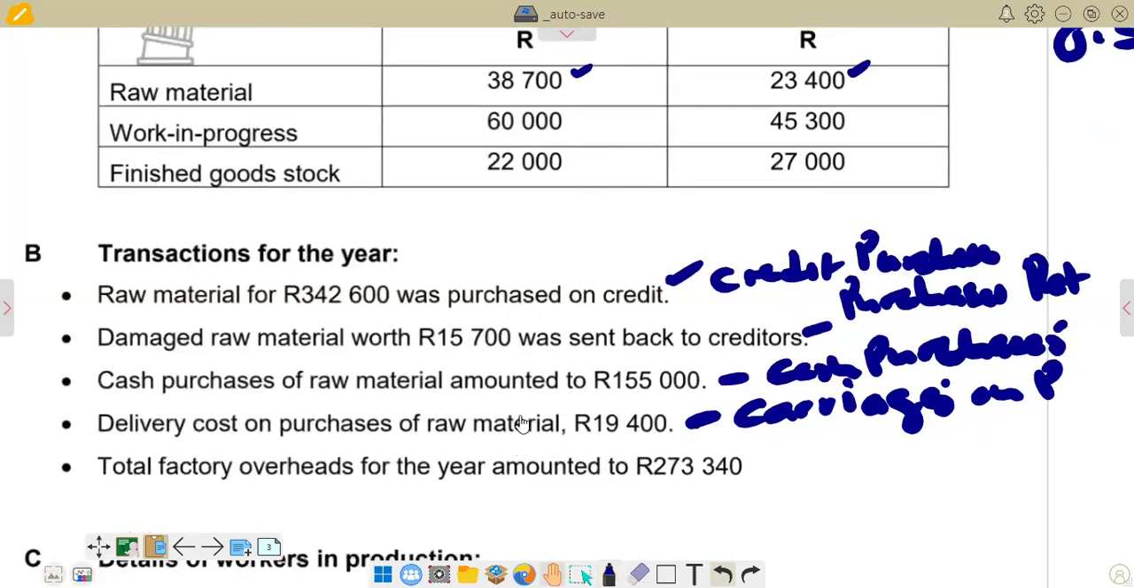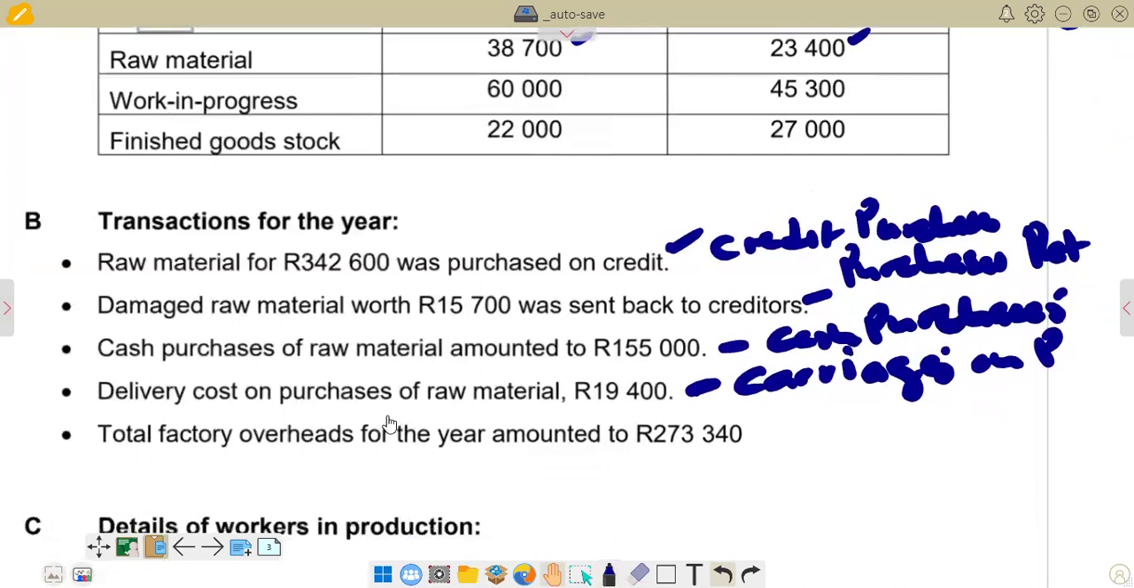And then I will try to classify the other one that we have there. Let's see what it is saying. Saying total effect on overheads for the year amounted to 273,340. This is not going to be part of the calculation of our direct material cost. So having classified this transaction that we are given, we can now easily go and find the final figure that we have for direct material cost.